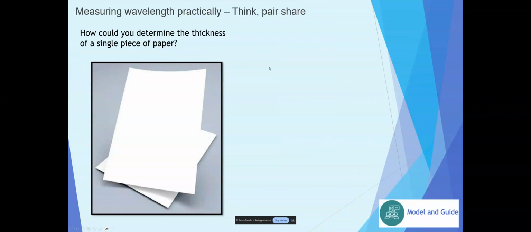Right, so this is the required practical for waves, specifically ripples on a ripple tank. Before we start that, let's think about how we could determine the thickness of a single piece of paper. The problem with a piece of paper is it's so thin. So what we can do is do a trick.